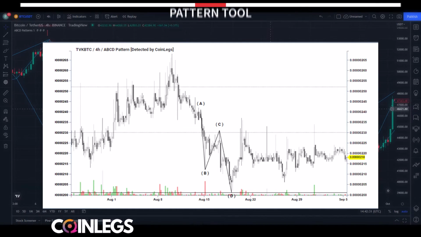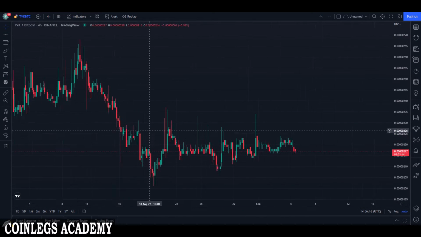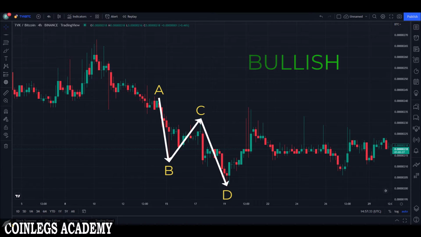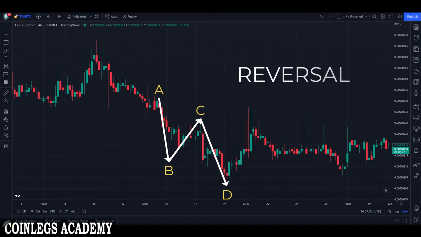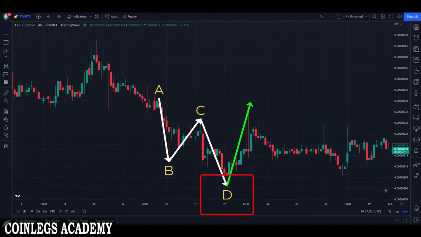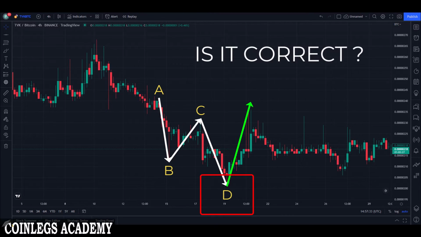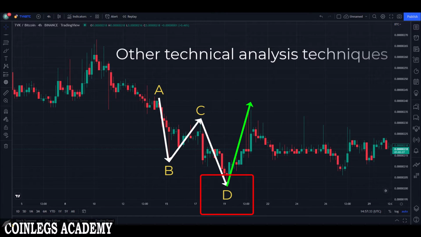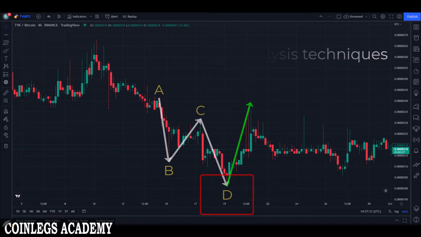Let's open the same coin on TradingView and examine it. Here we have our ABCD bullish pattern. As we learned, we expect the price to make a reversal and go up after the D point. In this example, it happens like this. So, is it correct to open a position only according to the ABCD pattern? Of course not. We should use it with other technical analysis techniques.